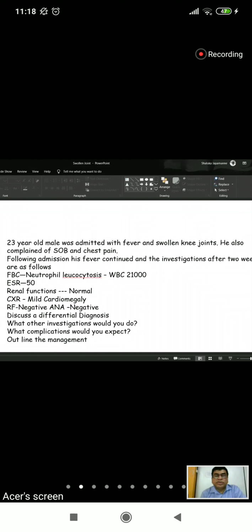Full blood count shows neutrophil leukocytosis, white cell count of 21,000, ESR of 50. The renal functions are normal. Chest X-ray showed mild cardiomegaly. Rheumatoid factor is negative. ANA is negative. So what is the possible differential diagnosis you would like to present, at least one or two or three diagnoses? You can interact and give me.